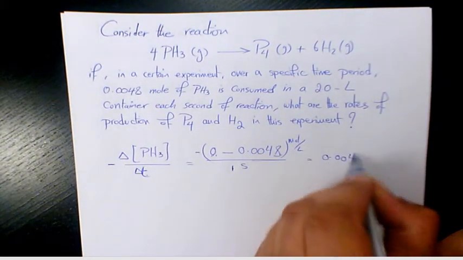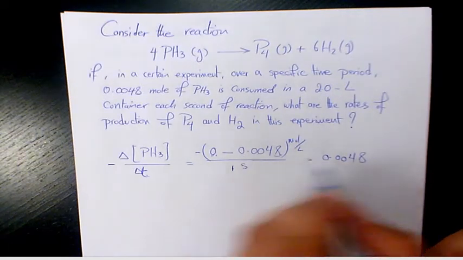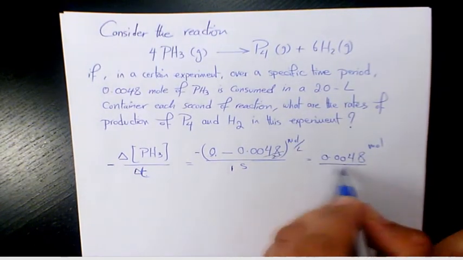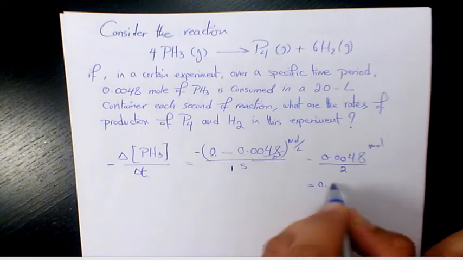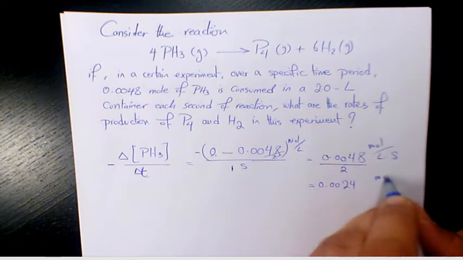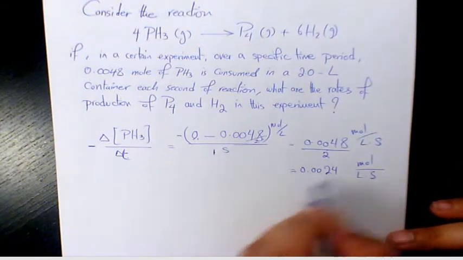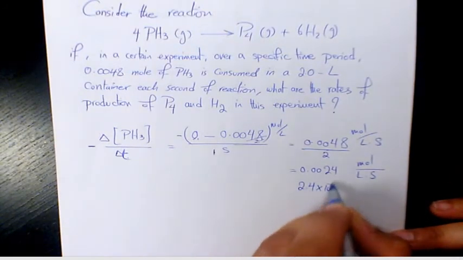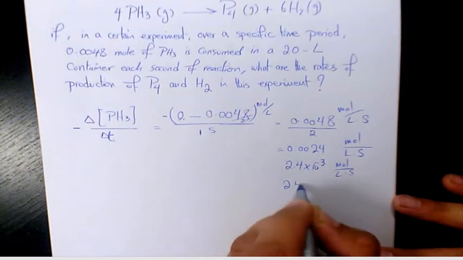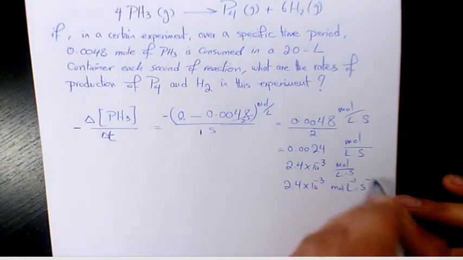And the reaction rate is going to be 0.0048 mole per, actually it says 2 liters, so we need to divide it by 2. So that's going to be 0.0024 mole per liter per second. Or if you want to show it in scientific form, it's going to be 2.4 times 10 to the power of negative 3 mole per liter per second. Or you can write it this way, 2.4 times 10 to the power of negative 3 mole liter to the power of negative 1 s to the power of negative 1.